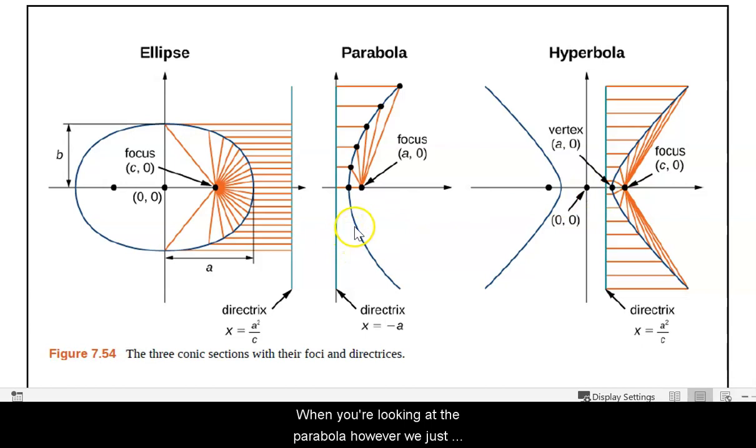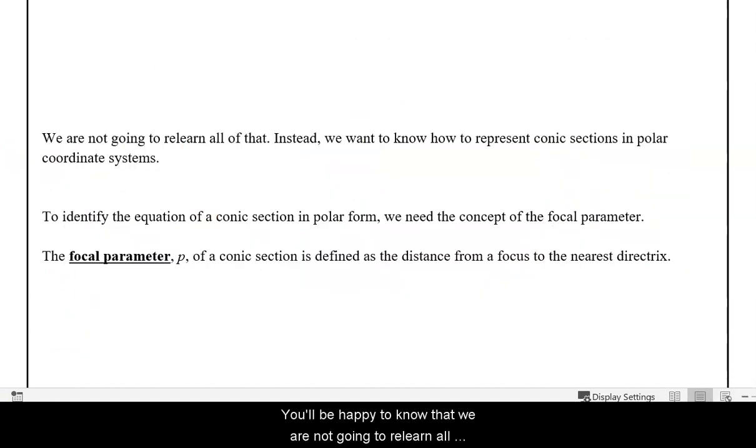When you're looking at the parabola, however, we just think of this as simply being a distance of a, or you may want to call it p instead. And again, it is the same on either side of the vertex. You'll be happy to know that we are not going to relearn all of that information.